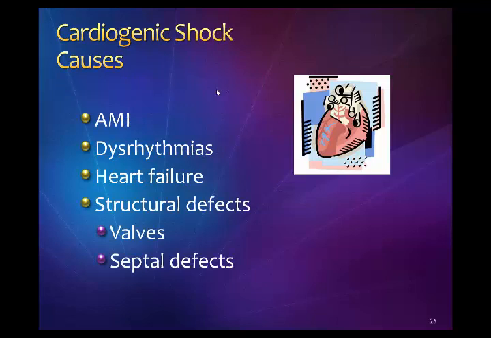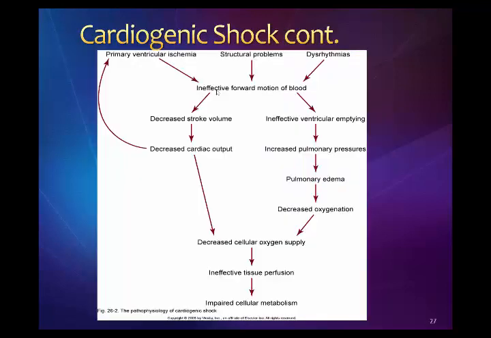So I said MI can cause cardiogenic shock. So can dysrhythmias, heart failure, structural defects, such as aortic stenosis or a septal defect. So those can all cause it. You remember in the beginning I said that all the shocks end the same, but how they get there is different. This depicts that for you.